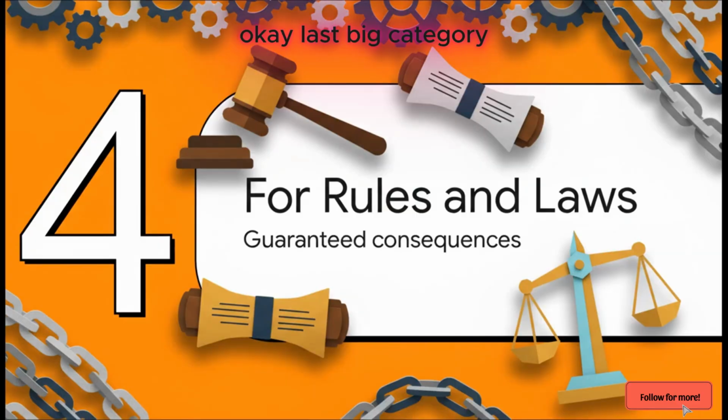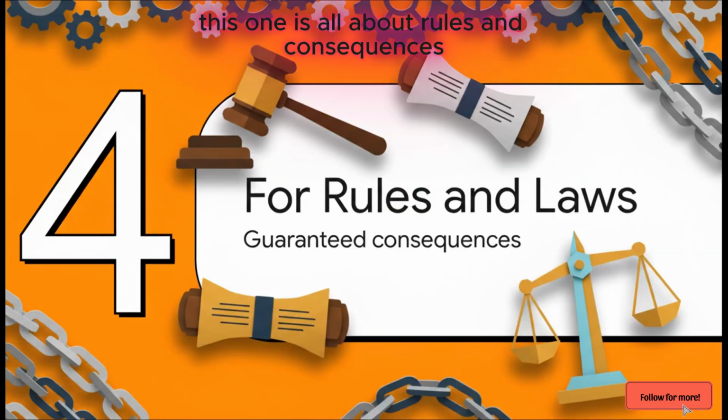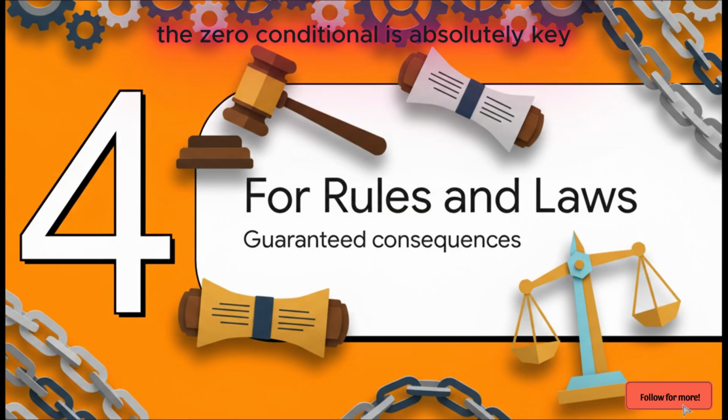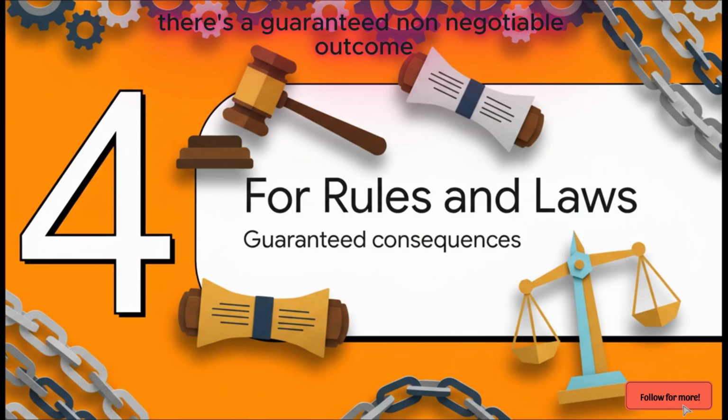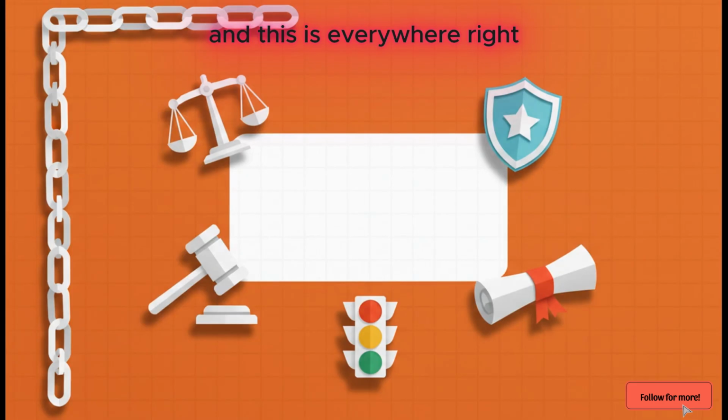Okay, last big category. This one is all about rules and consequences. The zero conditional is absolutely key for talking about rules and laws, where if you do something, there's a guaranteed, non-negotiable outcome. And this is everywhere, right? Think about rules at work, traffic laws, you name it. The logic is always super simple. If you do this, then this happens. It's clear-cut, no gray areas.